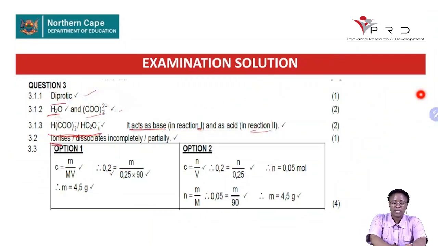And then here they were asking you to define a weak acid. We said that it ionizes or dissociates incompletely in aqueous solution. Then you get 1 mark.